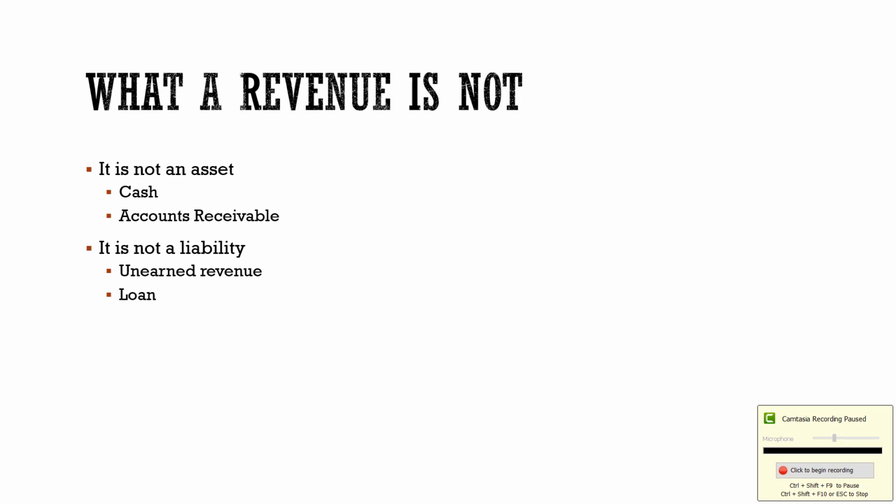A loan is a situation where we receive cash or other assets, but we promise to pay them back. So there are no goods or services provided. There's only an agreement that we will pay them back, usually with interest. So those are two things where we receive money or an asset, but we have not earned it yet, or we have to either provide the services in the future or pay them back for the money that we received.